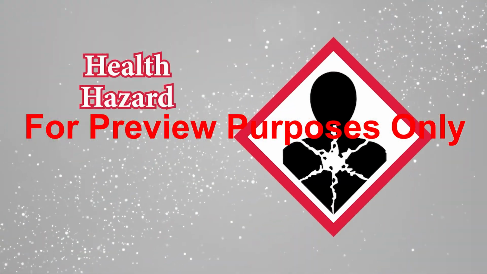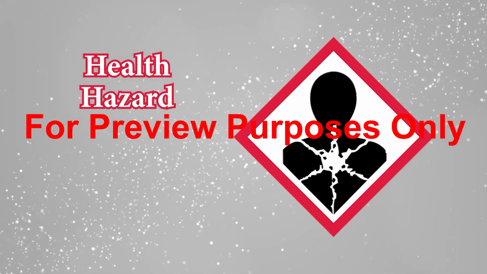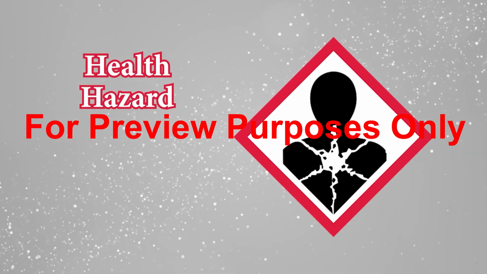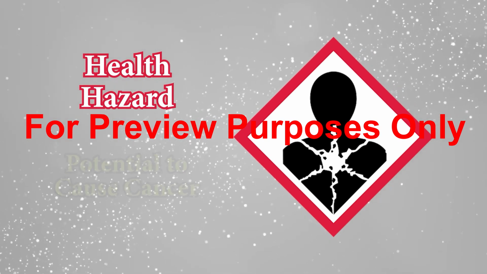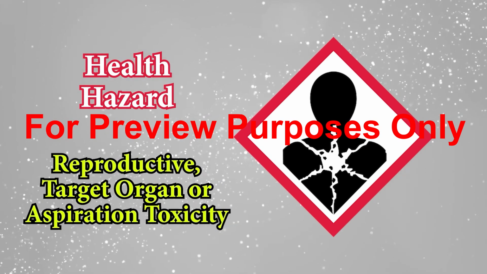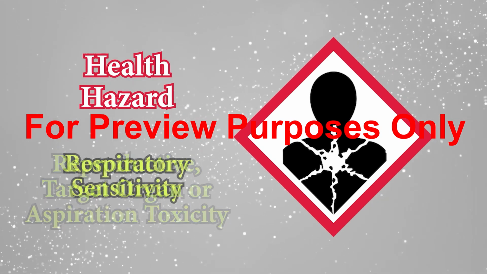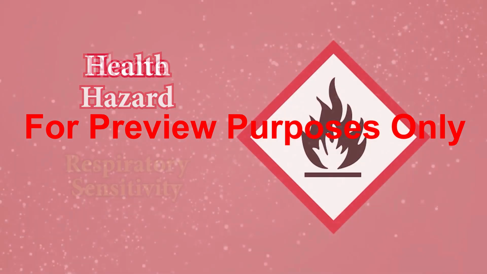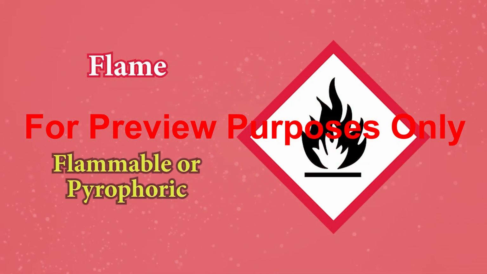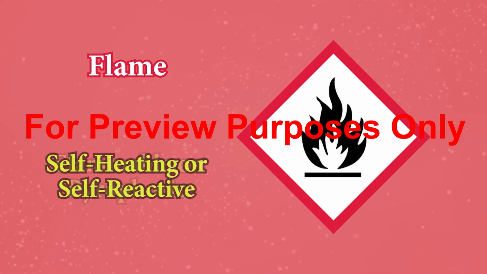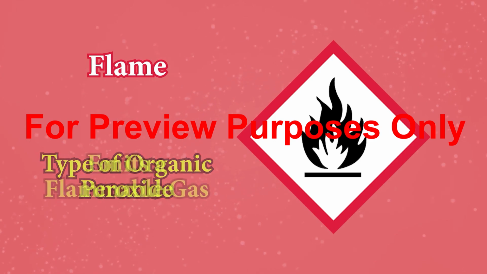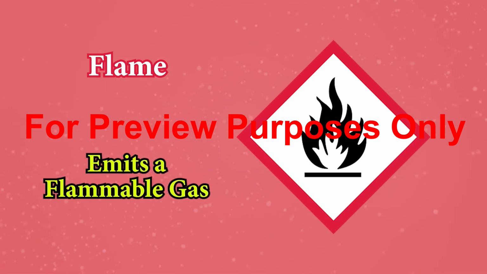The health hazard pictogram is an image of a person's upper body with a star inside it. It indicates that a chemical's hazards may include the potential to cause cancer, reproductive, target organ or aspiration toxicity, or respiratory sensitivity. The flame pictogram on a label indicates that the chemical is flammable or pyrophoric, self-heating or self-reactive, a type of organic peroxide, or that it emits a flammable gas.